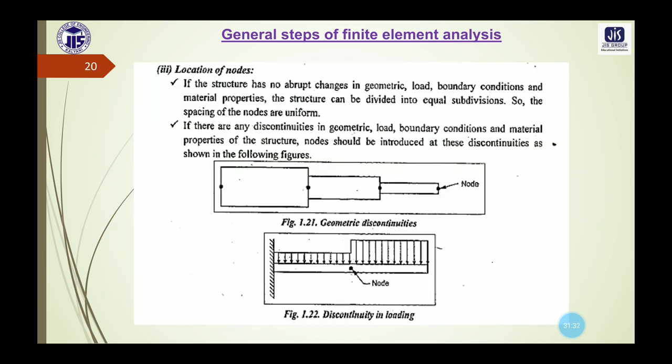Next, we are having the location of the nodes. If the structure has no abrupt changes in geometry, load, boundary conditions, and material properties, then the structure can be divided into equal subdivisions, so the spacing of the nodes is uniform. If there are discontinuities in geometry, load, boundary conditions, and material properties of the structure, then nodes should be introduced at these discontinuities, which is shown here in diagram 1.22. The geometric discontinuities we can see in 1.21, and in 1.22 we can see how these are represented.